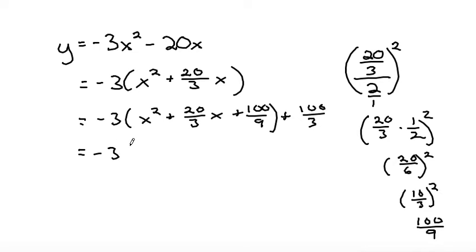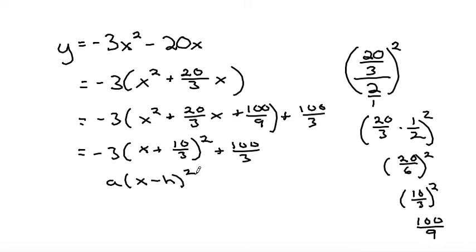Okay, so now let's factor what is on the inside. We get negative 3, and it always factors to the 20 over 3 divided by 2. We found that 20 over 3 divided by 2 was 20 over 6, which is also 10 over 3. So we can write this as x plus 10 over 3 squared, and bring down the outside 100 over 3. So now this is in vertex form, since vertex form is a times x minus h squared plus k, where h comma k is the vertex of the parabola.